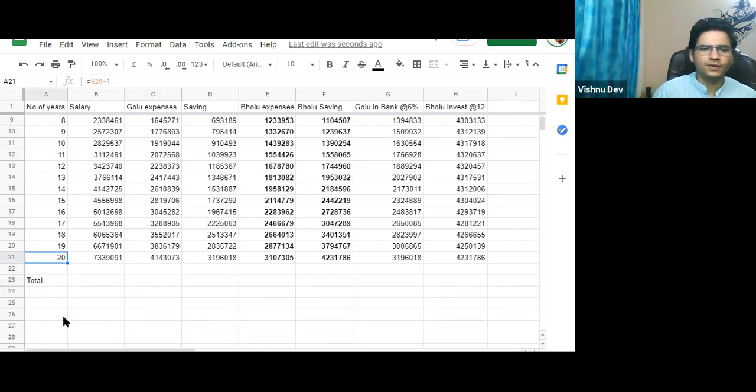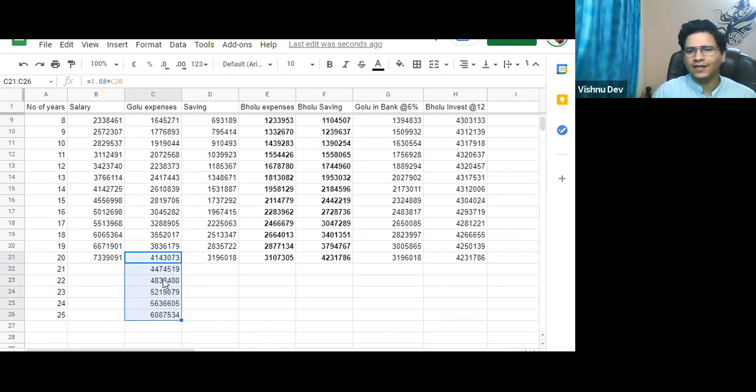Suppose you talk about 55 years, or 50 years, right? After 50 years, he stopped earning. Suppose he stopped earning, right? So see how his expense is increasing. Tell me, how his expense is increasing? All of you getting this? Tell me, Priya, Ananya, all of you getting this?